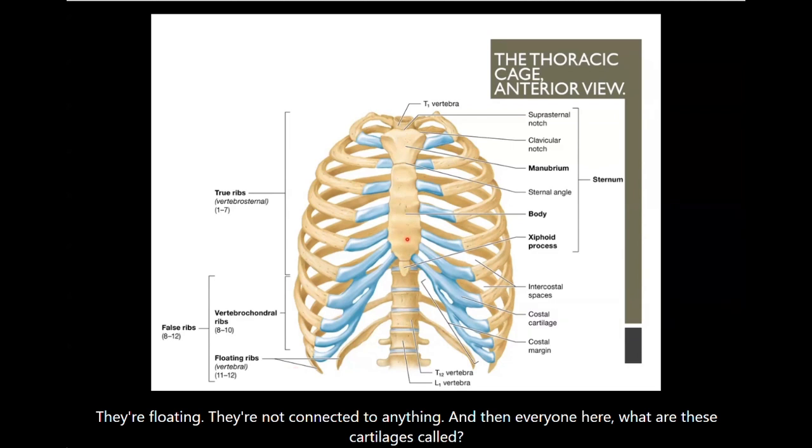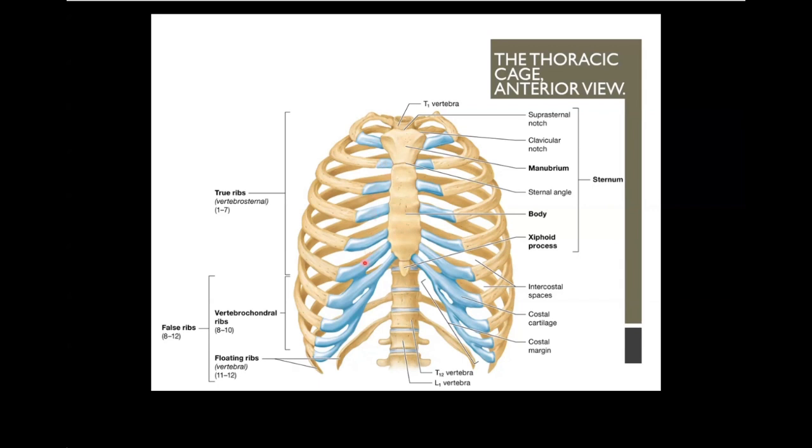And then everyone here, what are these cartilages called? What do we call the term that pertains to the ribs? Costal. So what are these cartilages? Costal cartilage, right? And then these are intercostal spaces. Don't worry about it. All right. Any questions here?